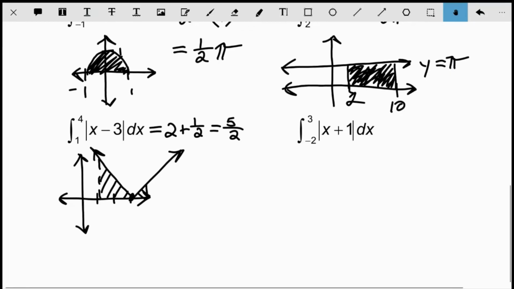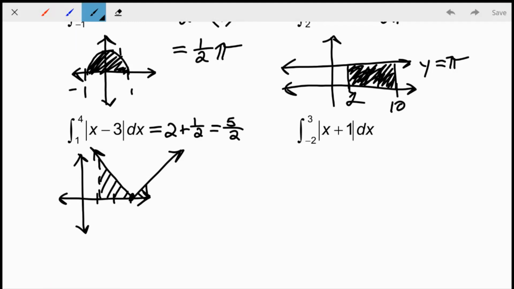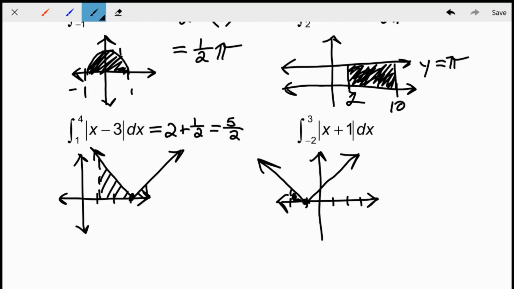Okay, and then we've got another one here, and then I'm going to have you try some of these as practice. So this time we have absolute value of x plus 1. Same idea. I know this is the absolute value graph. I know it's shifted 1 unit to the left, and I know this is going to look something like this. And now I'm going from -2 to 3, and so that means I'm going to be out here in terms of area. And then 3 would be 1, 2, 3 out here. So this is going to be the area that I'm finding over there. And then just find the area of each one of those triangles.